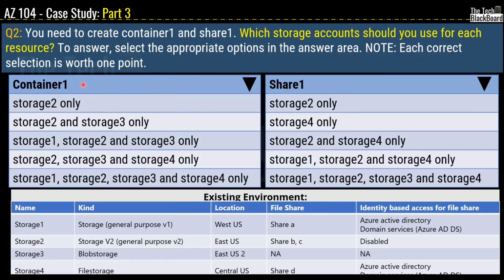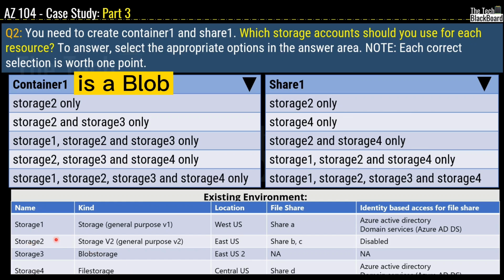Now coming to container 1, if you remember in the planned changes section, it was given that container 1 is a blob container. Now carefully analyze all the storage accounts given here. We cannot create a blob container in storage 1 because it's general purpose version 1. Similarly, we cannot create a blob container in storage 4, which is a file storage. So what are the two options we are left with?